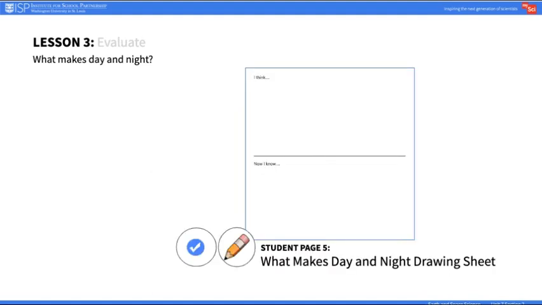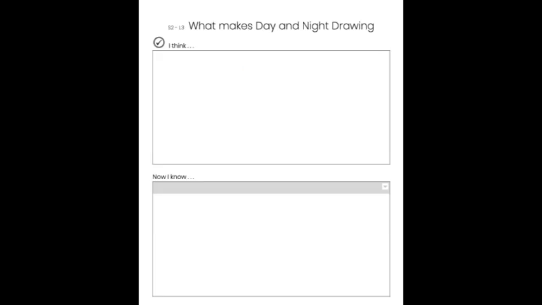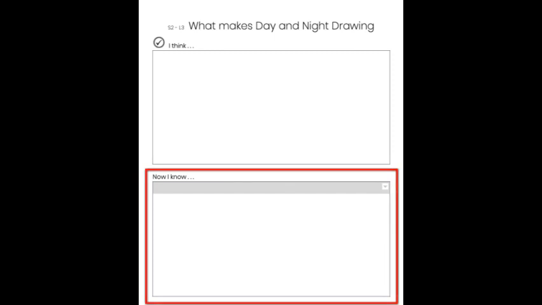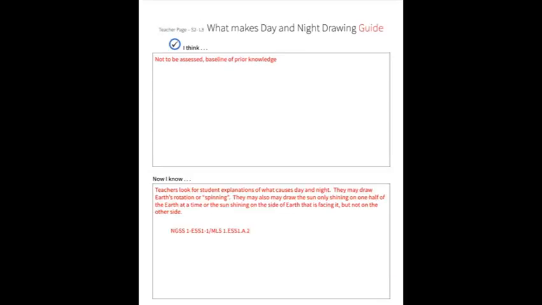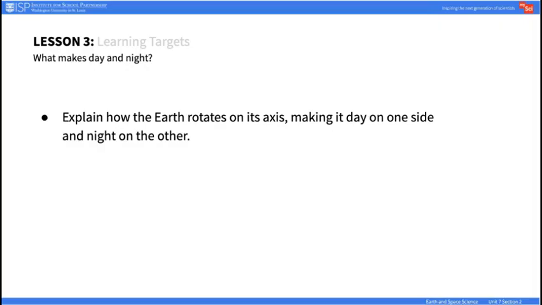In the Evaluate, have the students go back to the What Makes Day and Night drawing sheet, student page 5, and work with a partner to discuss and draw why they experience the pattern of night and day under the words "Now I Know." Teacher guidance is found on teacher page 6. By the end of this lesson, students will explain how the Earth rotates on its axis, making it day on one side and night on the other.